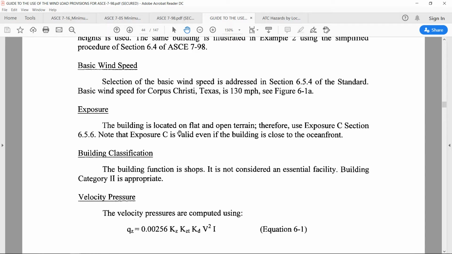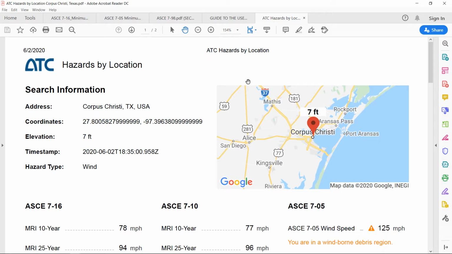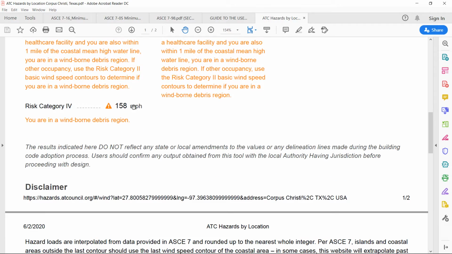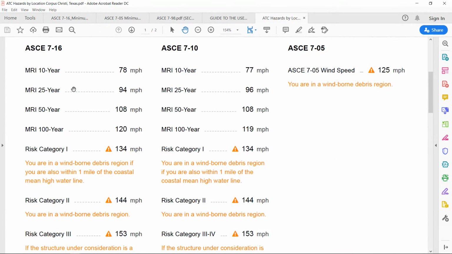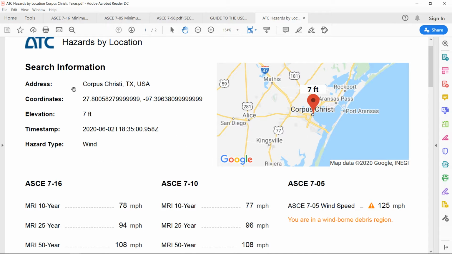Now, when I am going to use the same building for ASCE 7-16, what I did, I just checked the latest wind provisions for this area. For that, the site is ATC Hazards by Location. Site information is given over here. From this site, I downloaded the information about the wind load. And at this site, ASCE 7-05, ASCE 7-10 and ASCE 7-16 wind loads are given. Of course, ASCE 7-98 wind load is not given because ASCE 7-98 and ASCE 7-05 are the same. Here, the wind speed is given as 125 miles per hour.